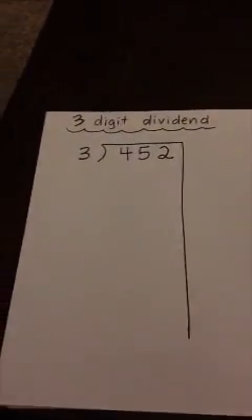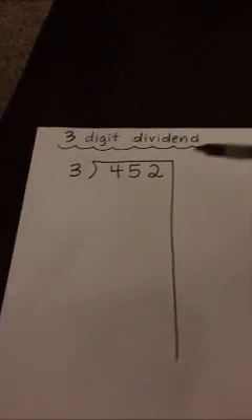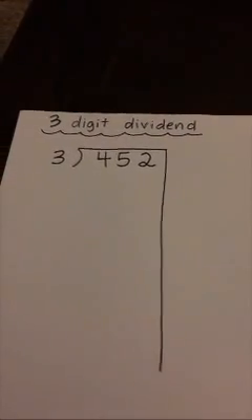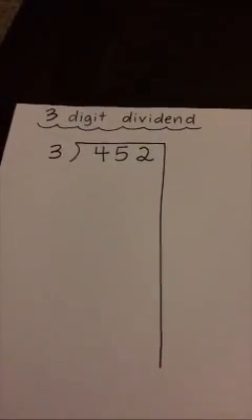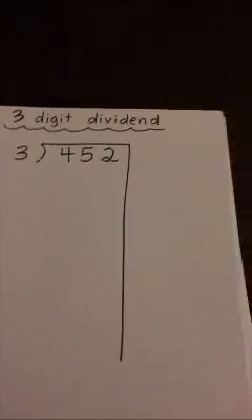So the first problem we're going to do is a 3-digit dividend with a 1-digit divisor. Here with this 3-digit dividend, we have 452. And our question is, how many groups of 3 can we take out of 452? If we go over here on another piece of paper, maybe we can make a list of groups of 3. That might be a helpful little guide as we figure out where we want to start.